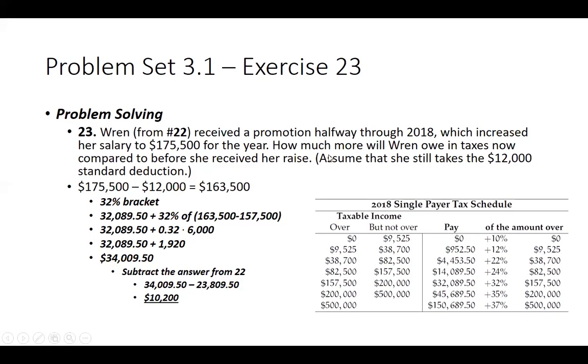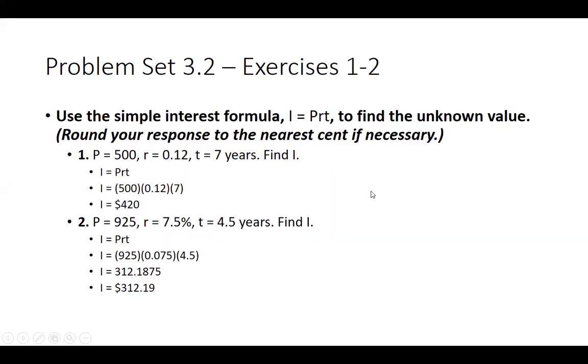Okay, that's the homework from 3.1. Moving on now to the homework from 3.2. And in exercises 1 and 2, we have the instructions to use the simple interest formula I equals PRT to find the unknown value. Round your response to the nearest cent if necessary.